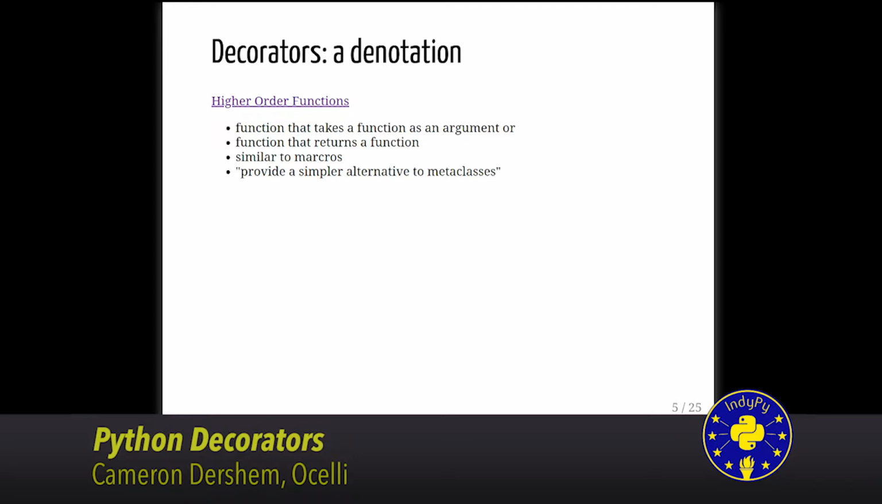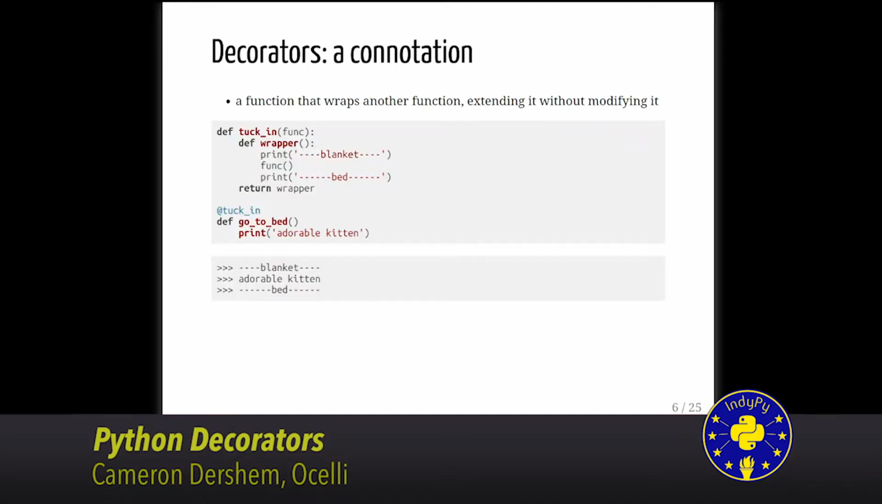So what does that all mean? This is a decorator. It is a function that wraps another function. It extends it without actually modifying it. So you see here, we have a cute, adorable kitten that is now covered in a blanket, sleeping in a bed. That was all done without actually editing our go-to-bed function, but we were able to modify what happens when you call that actual function. I'm going to show you how that works. Well, first, actually, I'm going to explain why you'd want to do that.